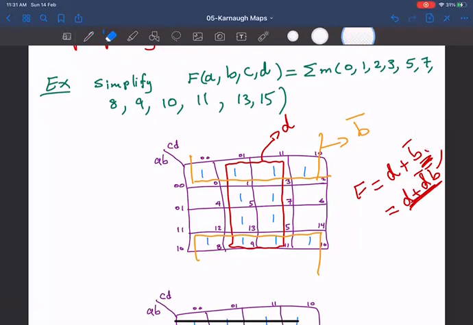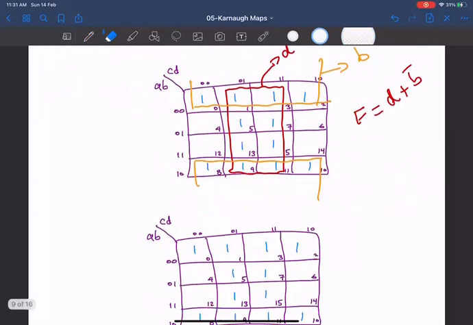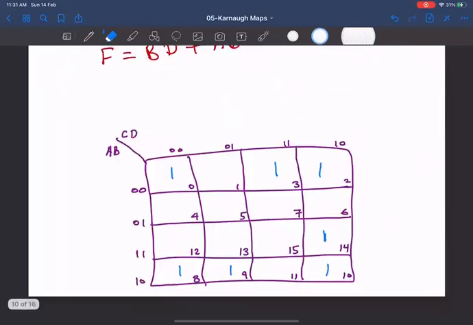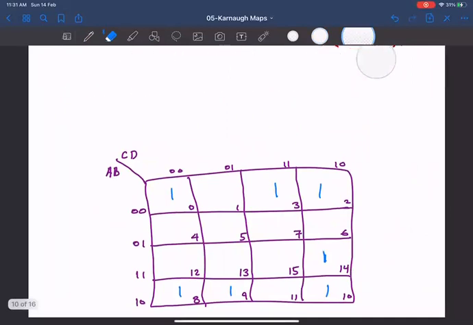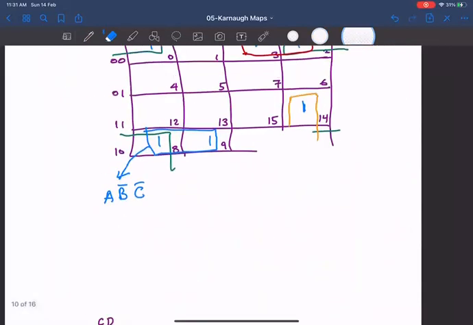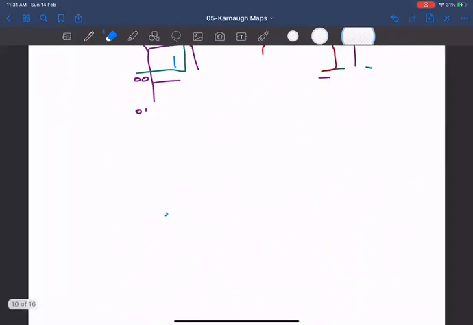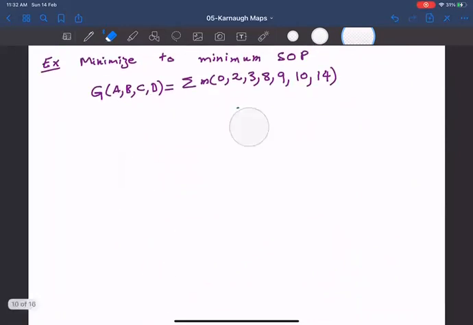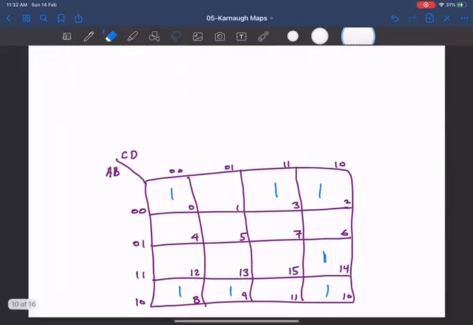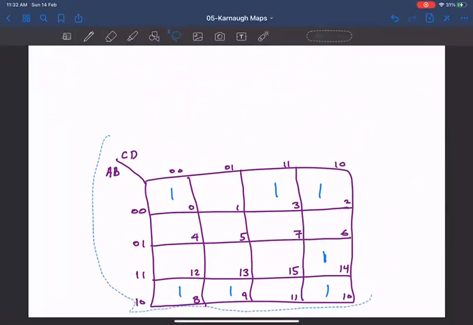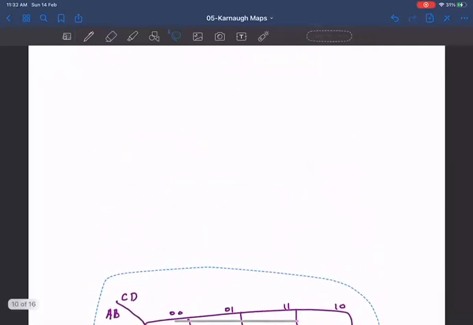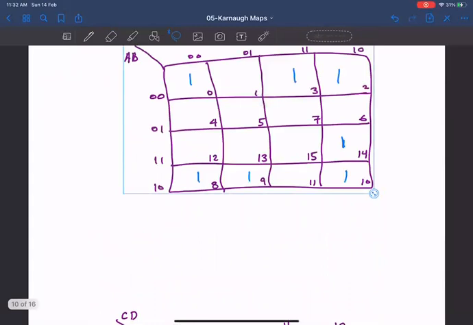All right, let me just erase this and then move on to the next example here. Oh, I'm sorry about that. I didn't have time to erase it. That's the disadvantage of having a back-to-back class.